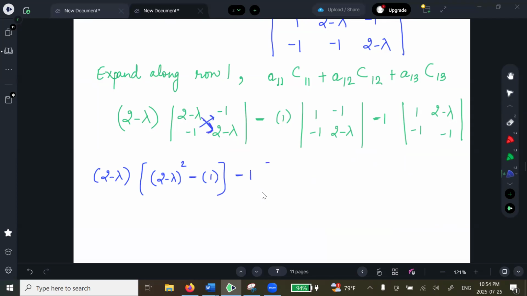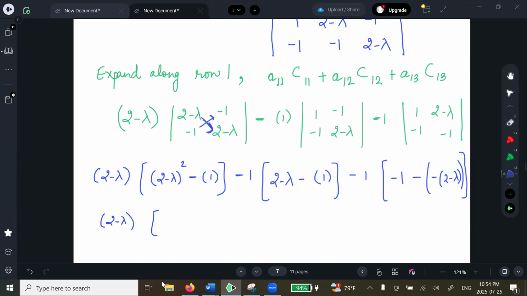Okay, so I have -1, and then I put a big bracket. So brackets are your friend. Do not skip brackets. Okay, and -1, and then I have -1 minus, and then I have minus of 2 minus lambda, right? So the more brackets you use, the less chances of making an error somewhere. 2 minus lambda, and then I will not open this quadratic for very long. You'll see 2 minus 1 is 1, 1 minus lambda, then I have a negative outside. It will be lambda minus 1.